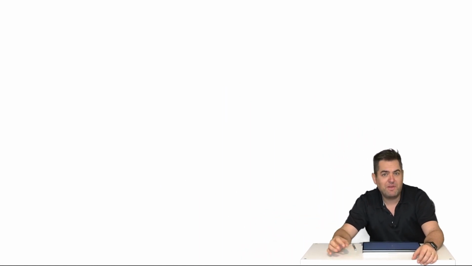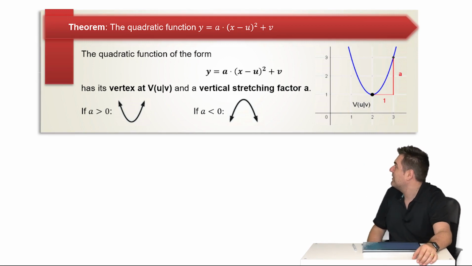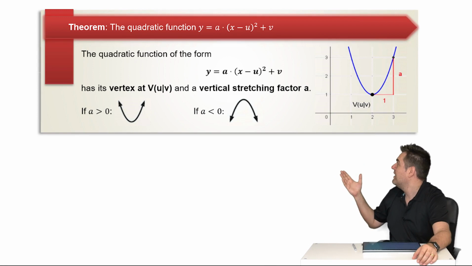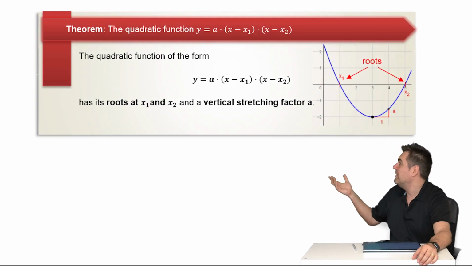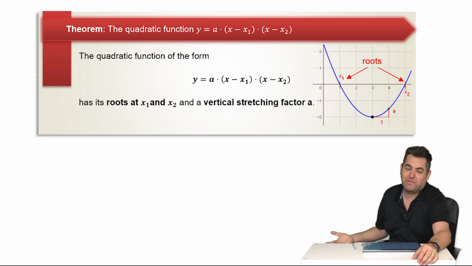So what I want to show you today is how to get the vertex of the parabola if we have it in the general form. Remember in the beginning, the first form I showed you was this one here, where it's easy to get the vertex, right? It's just u and v, but it's a bit more difficult to get the roots. And the other form was easy to get the roots. It's just x1 and x2, but it's more difficult to get the vertex.